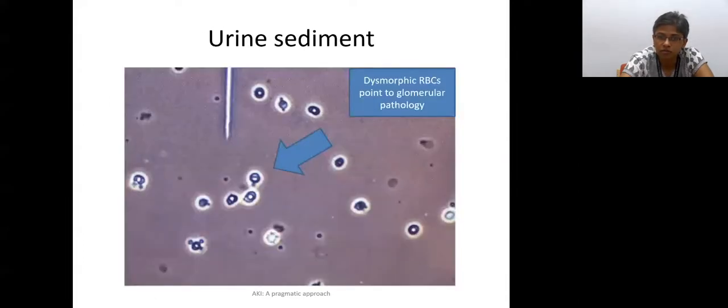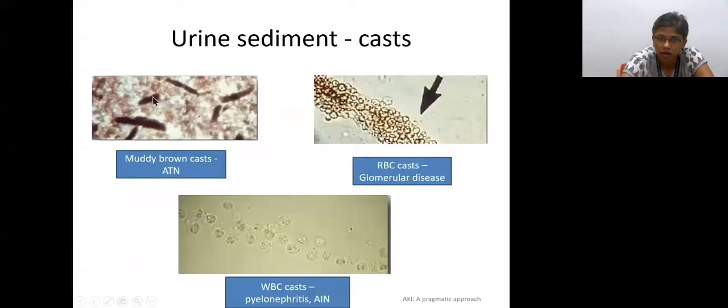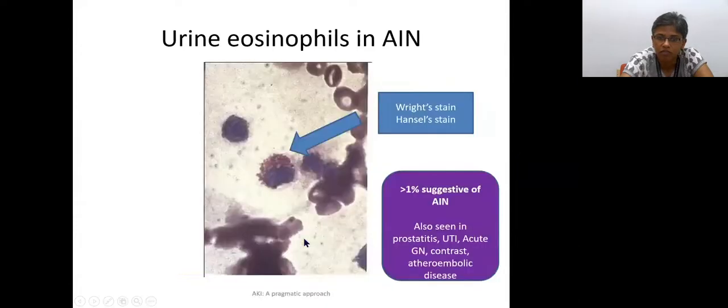Phosphorus is usually high because phosphorus is excreted, so any kind of injury would raise the phosphorus. Urine sediment is very important to look at, and if you have dysmorphic RBCs, you must think of a glomerular cause. If you see muddy brown casts, this is because of tubular cells that have fallen into the lumen and formed these casts. You should think of acute tubular necrosis. RBC casts point to a glomerular disease, and WBC casts are seen in either an interstitial nephritis or a pyelonephritis.